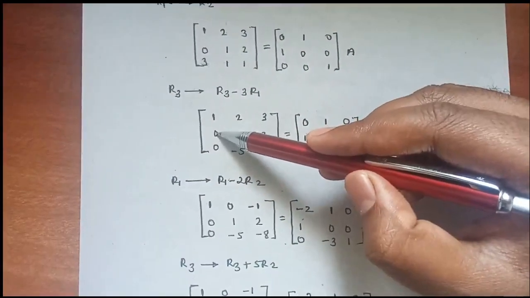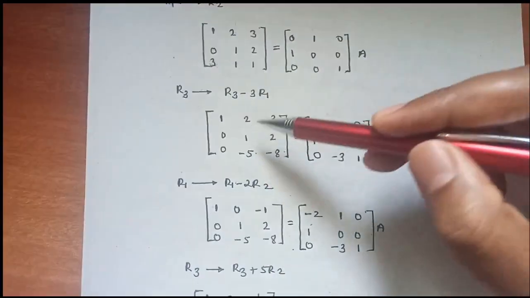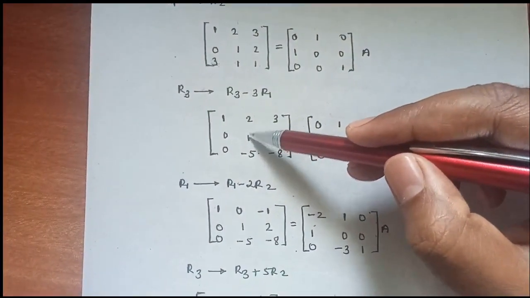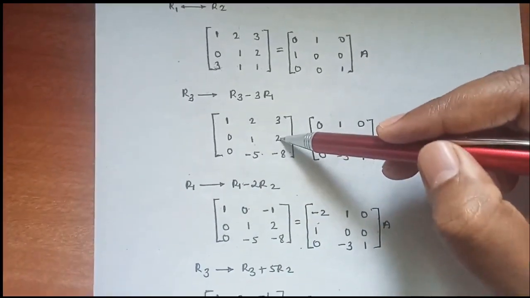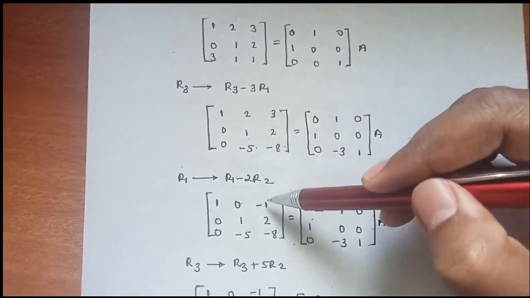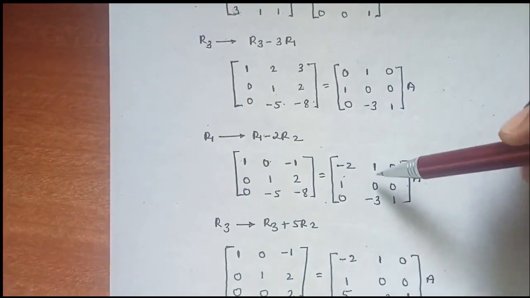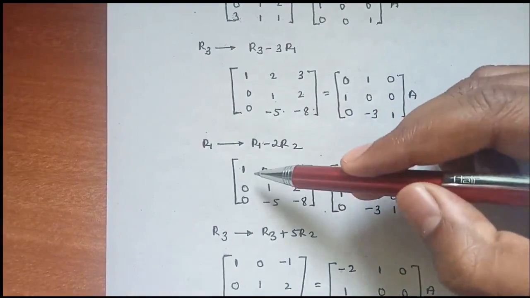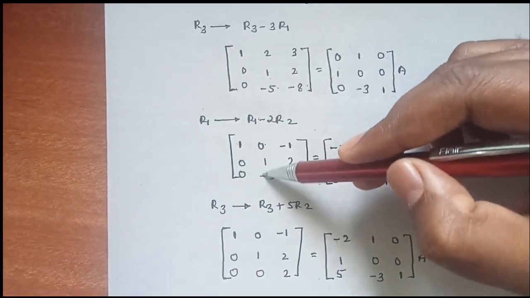So 2 into 0 is 0. So 1 minus 0, 1. So nothing has happened to this one. Now multiply 2 here. 2 into 1 is 2. 2 minus 2 is 0. So I got 0 here. Multiply 2 here, 4. So 3 minus 4 is minus 1. So minus 1. Same thing, whatever you do here, the same thing you have to do here. So by using this one, I made this element 0. So 0, 1 and 0.